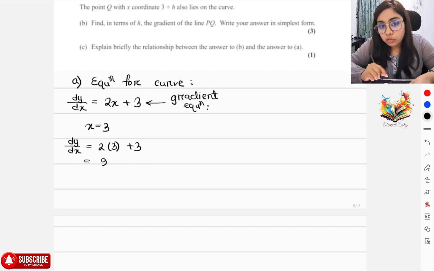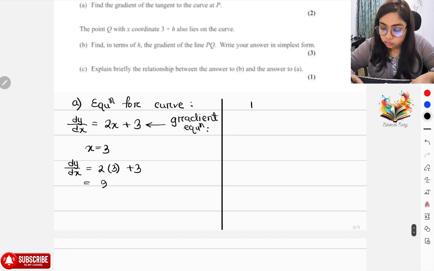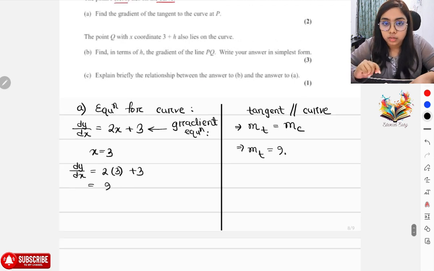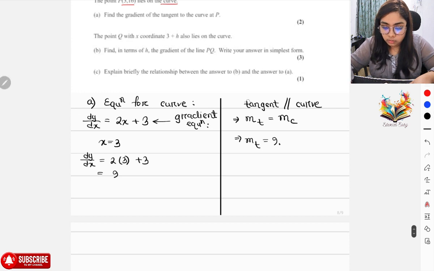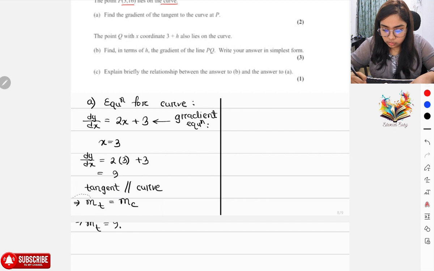Now I want to find the equation for my tangent at x equals 3. This is quite easy, I hope all of you already got the idea. The tangent is parallel to the curve, which means the gradient of the tangent should be equal to the gradient of the curve. So the gradient of the tangent is going to be 9, because the gradient of your curve was 9 at point P, where x equals 3. So this is the final answer, right? That is it. Nothing else is required for your calculations.